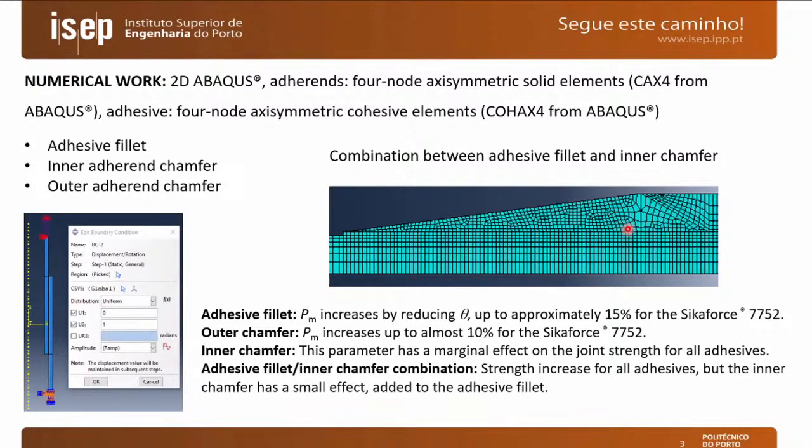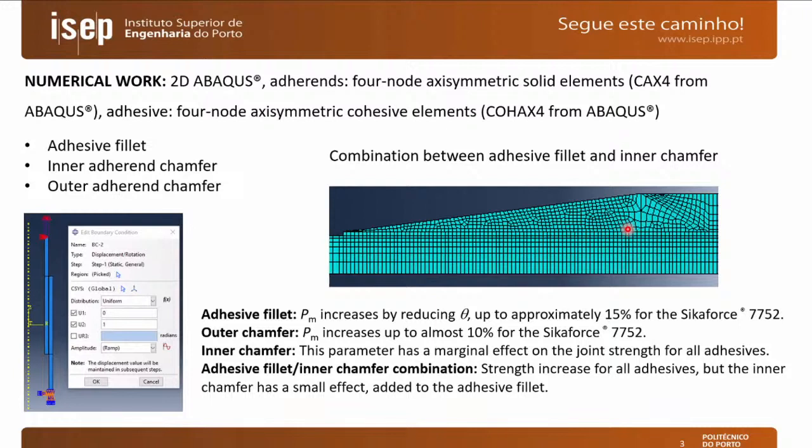Regarding the results obtained for the adhesive fillet, we concluded that the maximum load increased by putting an adhesive fillet, and the strength is higher with smaller fillet angles. And the best results were found for the ductile Sikaforce 7752 adhesive, up to a difference of 15% compared to the joint without geometric modifications.